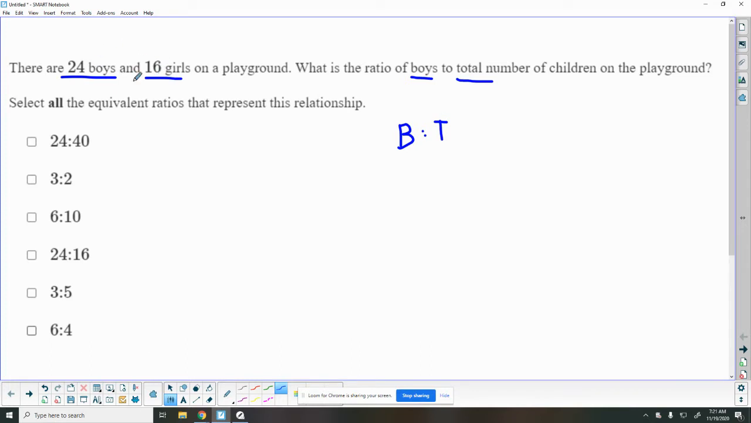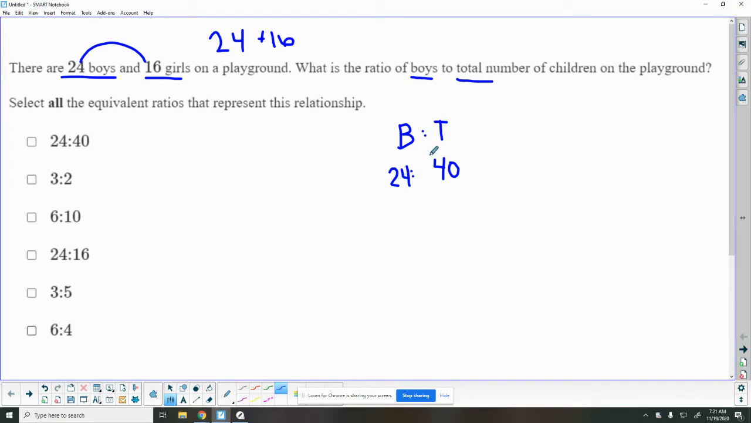So let's start with our problem and what we know. So we know there's 24 boys. And now we have to figure out how many total kids there are. So 24 plus 16 is 40. Now I can't flip this around. If I say 40 to 24, that's telling me total to boys. So the order matters. Whatever one comes first in the problem needs to come first in your ratio.